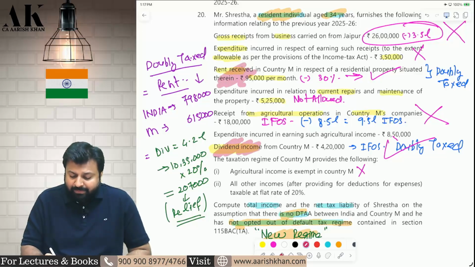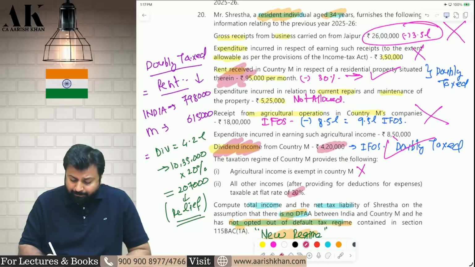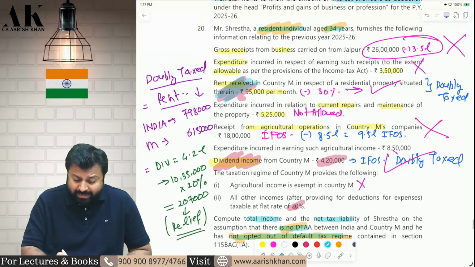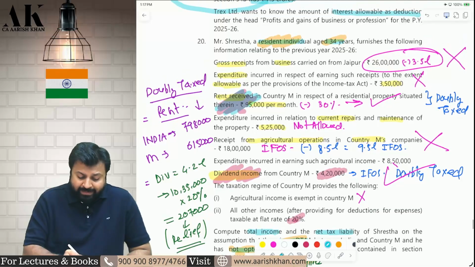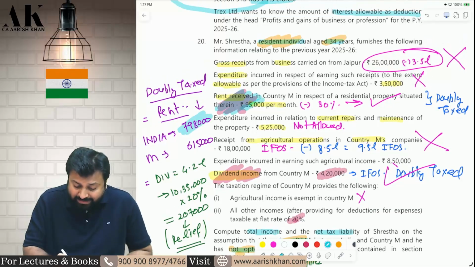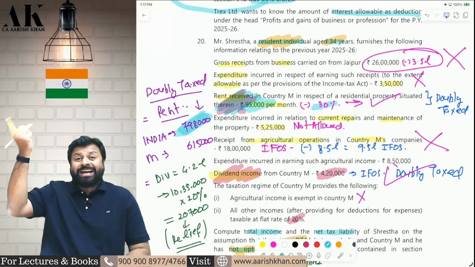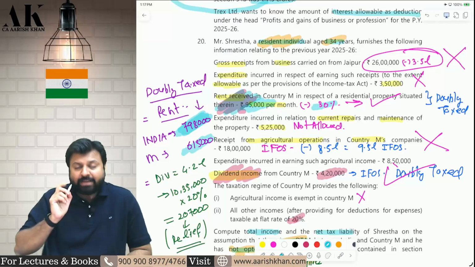Now dividend income is doubly taxed how much? 4,20,000 and the rate is how much? 20%. Compare with average rate in India, whichever is lower will be allowed as relief. But there is a catch in rent doubly tax income. Rent is doubly taxed in India. In India, rent is taxed at 7,98,000 because 95,000 into 12 minus 30% comes to 798. But in country M, the rent is taxable at 6,15,000 only.